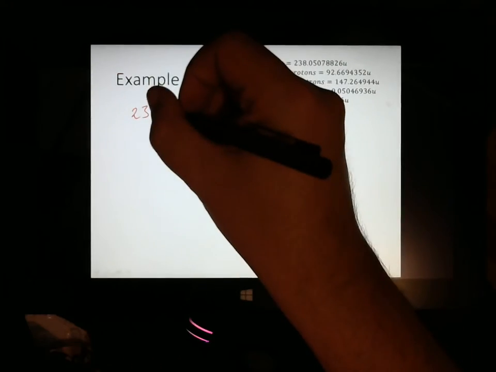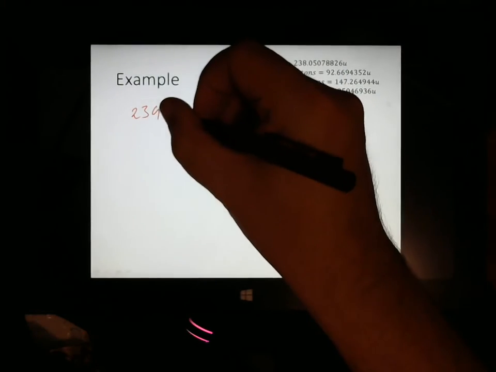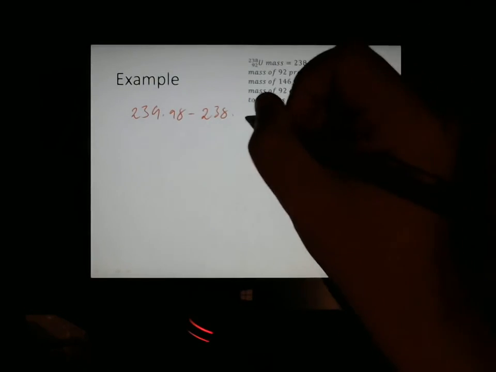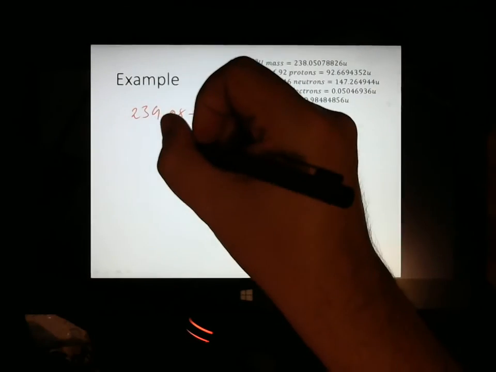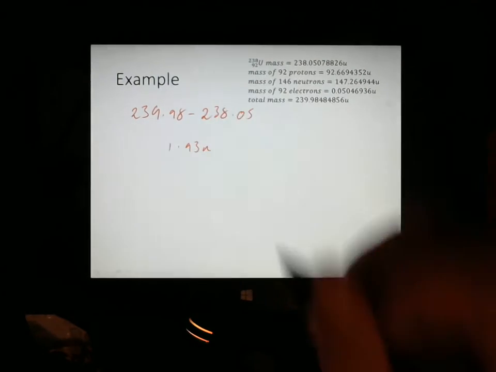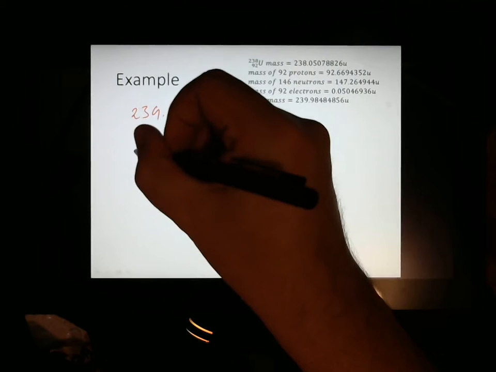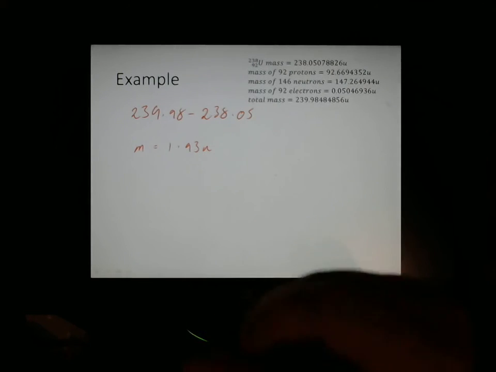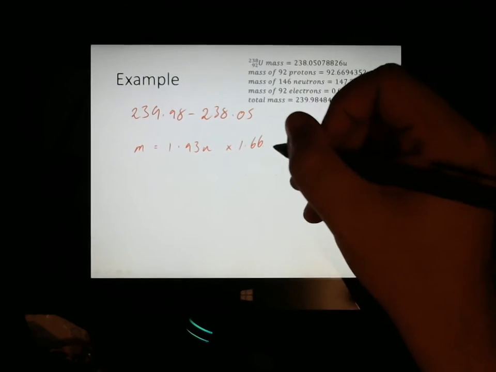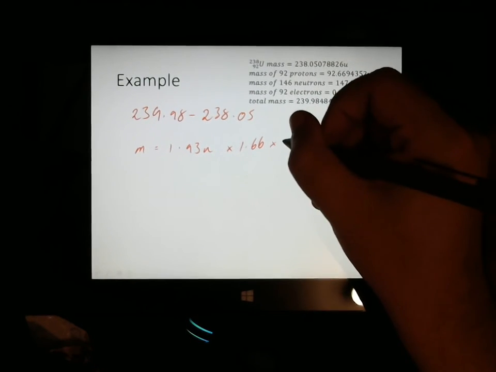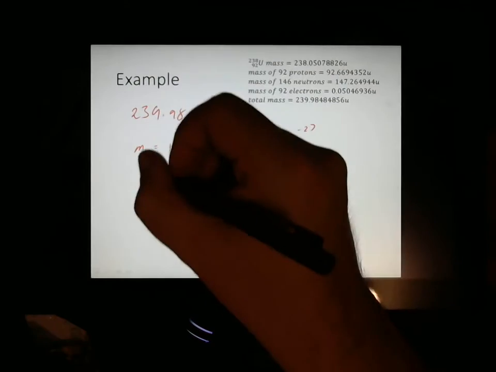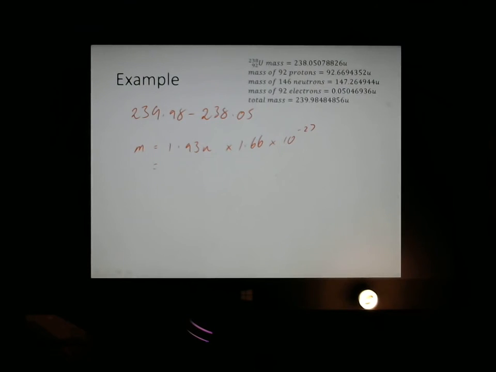Well, firstly we need to know the mass defect: 239.98, take away 238.05, which will give us 1.93 atomic mass units, and that's going to be our mass defect. Now I need to turn that into kilograms, multiply, and the conversion is 1.66 with a couple of extra numbers after it, but I'll just do it to 2 decimal places, times 10 to the negative 27, and then that will give us the mass in kilograms.